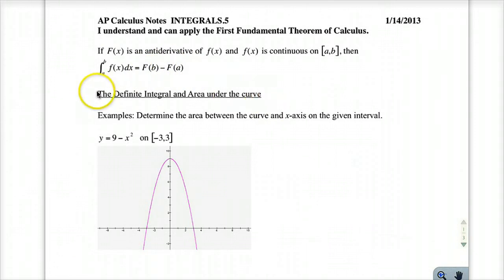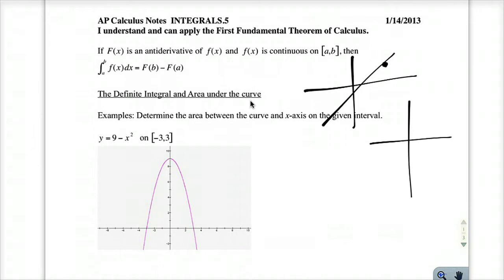So here we're saying, what is the definite integral, and how does it relate to area under the curve? Well, if you remember, if I said, take the derivative at this point right here, what I was saying is find the slope. Really what I'm saying is, what's the slope at that point? For the antiderivative, it doesn't mean slope. What it means is the area under the curve.